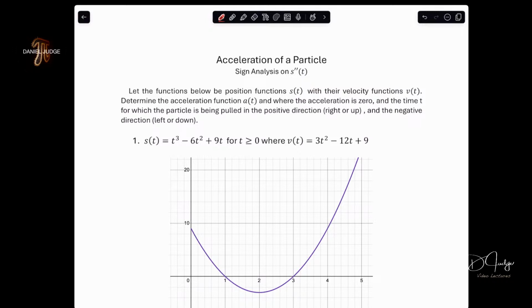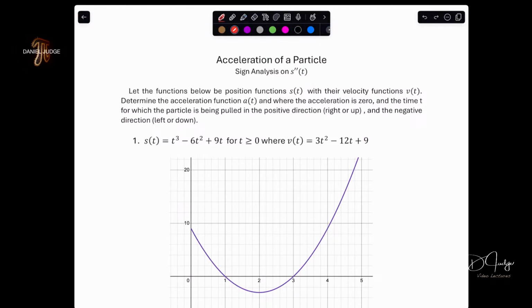And ladies and gentlemen, I'm going to go over the acceleration of a particle. Now, really, the details of the video are going to be regarding the time t for which you may say acceleration is zero, or acceleration is positive, or acceleration is negative. Now, remember one important aspect about acceleration.